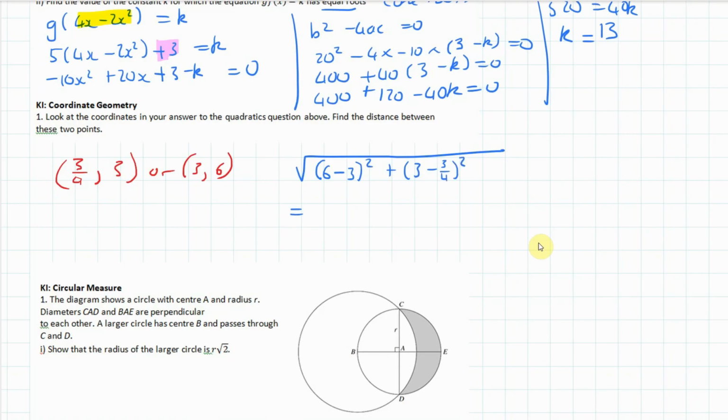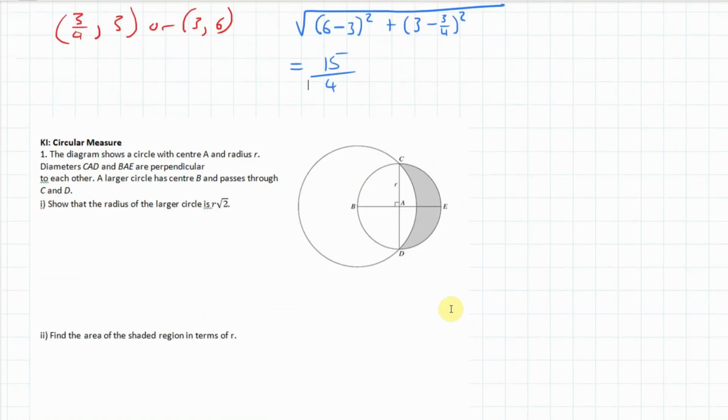Now, when you chuck that into your calculator, what do you get? I don't know, let's quickly check that. I'm getting 15/4 for that one. Okay.